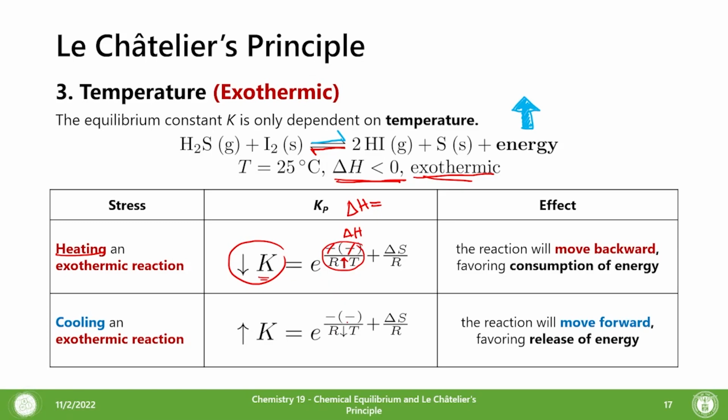Well, we could see here, if we decrease the temperature, and since na-cancel out naman itong negative sign, decreasing the temperature will make the denominator much smaller, therefore making this whole expression much larger, and therefore the equilibrium constant will increase. Okay? And since we increase the equilibrium constant, we will move forward, favoring the release of energy. So that's how an exothermic reaction is affected by your heating or cooling.